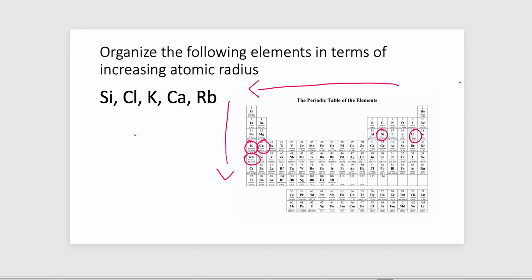Which one would have the smallest in this case? Your answer should be chlorine, followed by silicon. So chlorine is smaller than silicon, silicon is smaller than calcium, calcium is smaller than potassium, and finally, potassium is smaller than rubidium. So our largest atomic radius would be rubidium. And if you think about it, it makes sense because rubidium would have 5 energy levels. So let's go to the next problem.